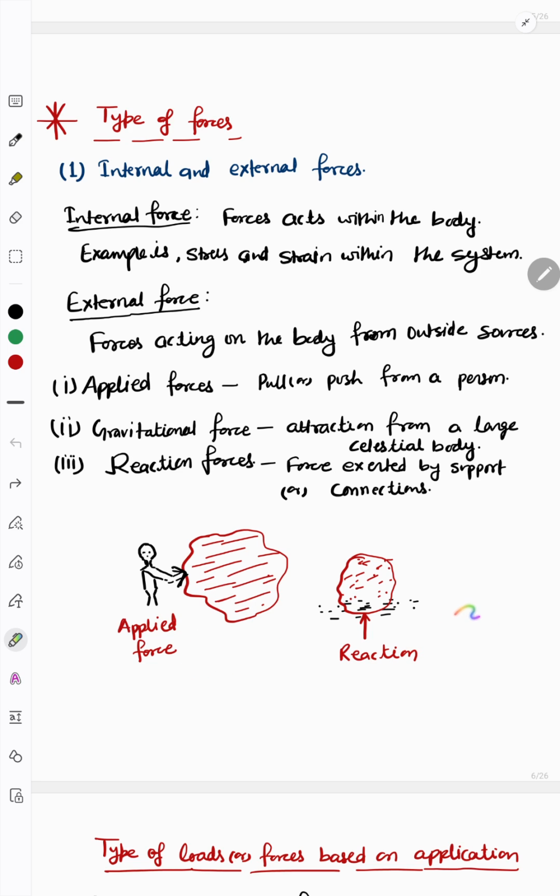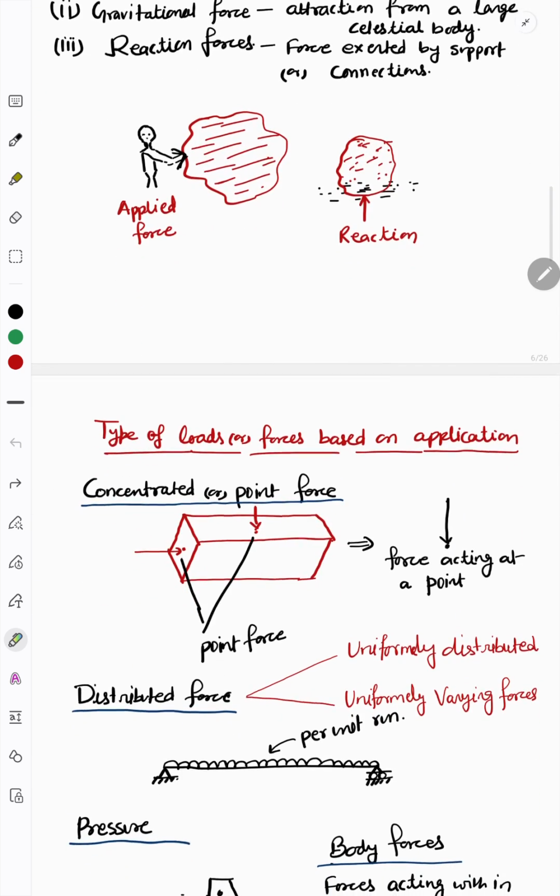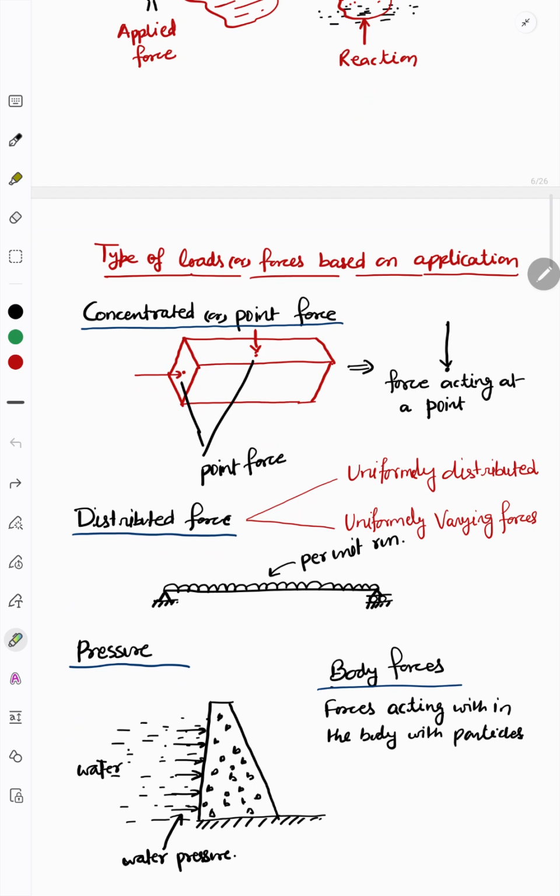Reactive forces: if we keep one object on the ground, whatever force is applied by the object, again that reactive force is applied from the ground. So we can indicate this. This is a reactive force. Then, in the same way, concentrated or point force, where a force is idealized as acting at a point. So here it is applied at a point, so we can say this is a concentrated force or point force.